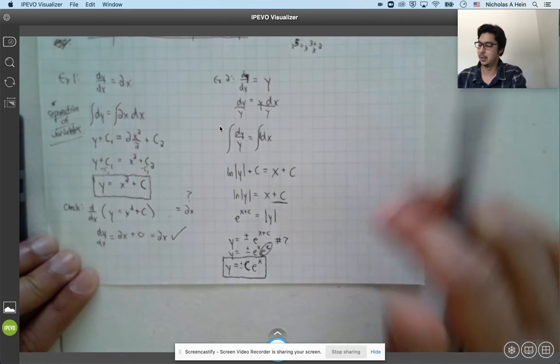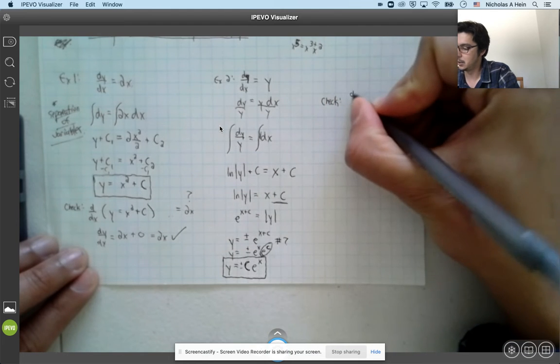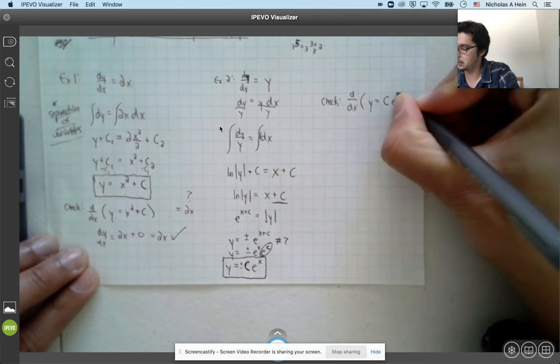All right. Now, let's check our answer, and then we'll look at one more after this. Let's check and make sure we did this right. What's the derivative with respect to x of y equals c e to the x?